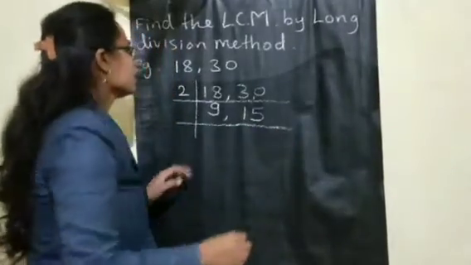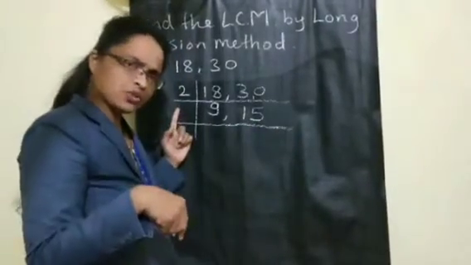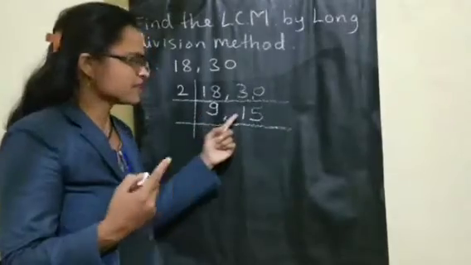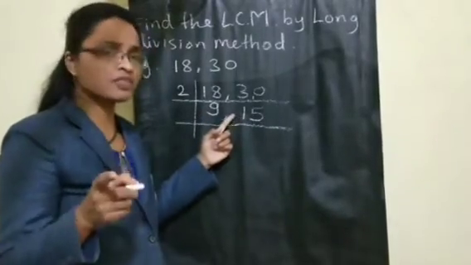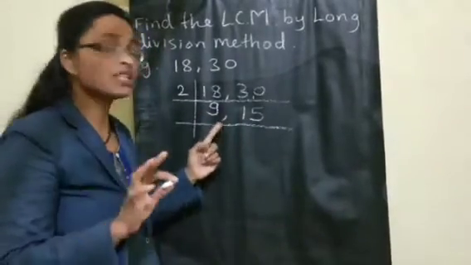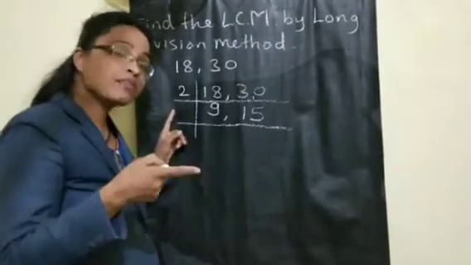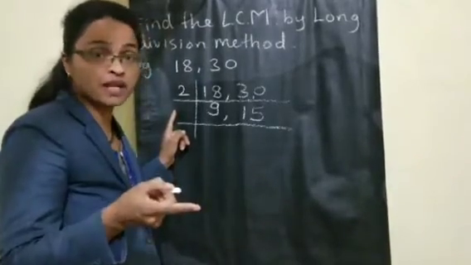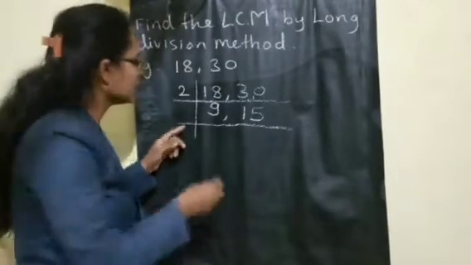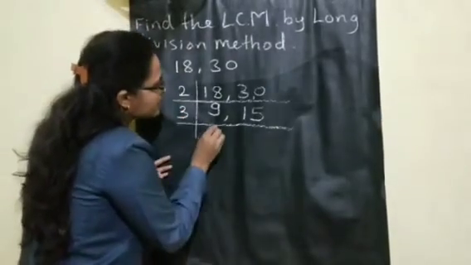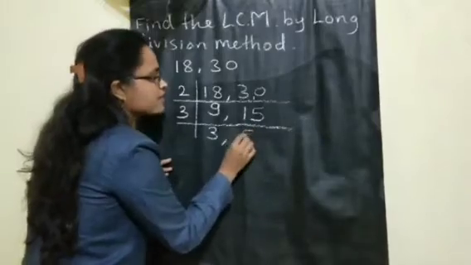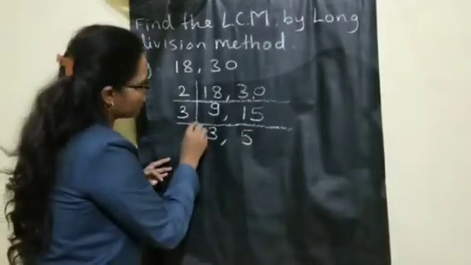Now, again can you divide with 2? No. 9 is not divisible, 15 is also not divisible. Division means what? Exact division. It should be divisible properly with remainder 0. If you cannot divide by 2, then go for the next smallest prime number, that is 3. After 2, 3. Then try with 3. 3 3s are 9. 3 5s are 15. Both numbers you can divide, no problem.